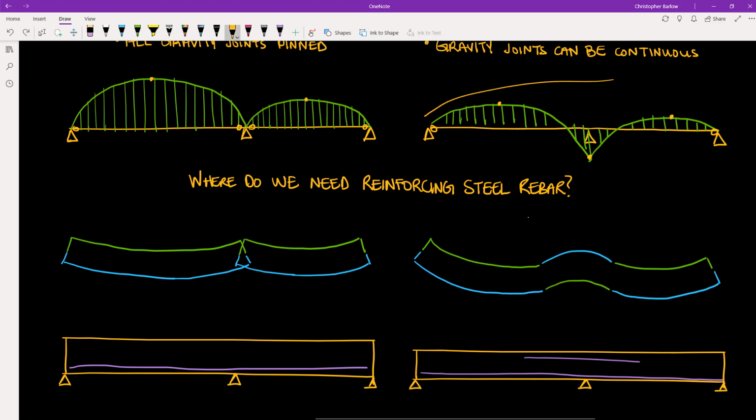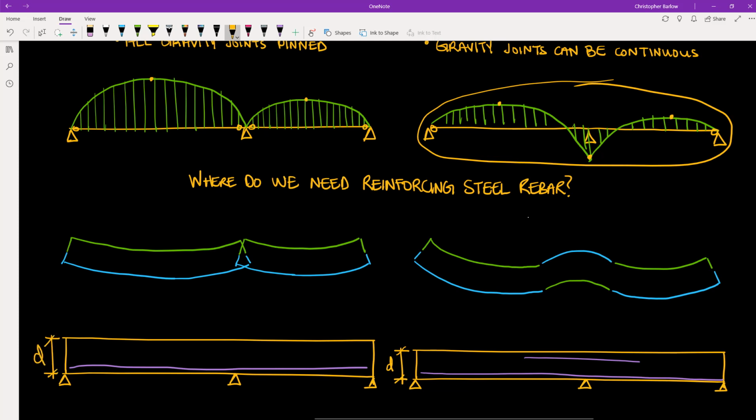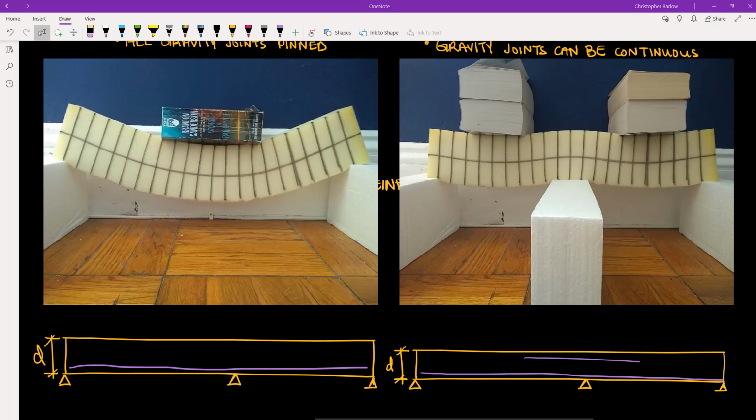Note again that the continuous supported beam has lower design moments, and so it can typically be much shallower than the simply supported beam. And just in case you can't interpret my drawings here, I'll place a picture for you to look at of the foam beam that I showed earlier. Note how the tension face changes from bottom to top in the continuously supported beam condition.